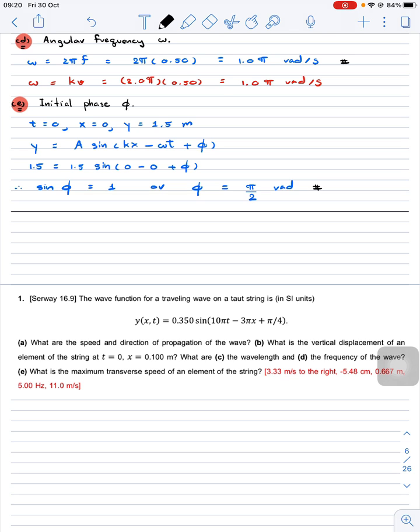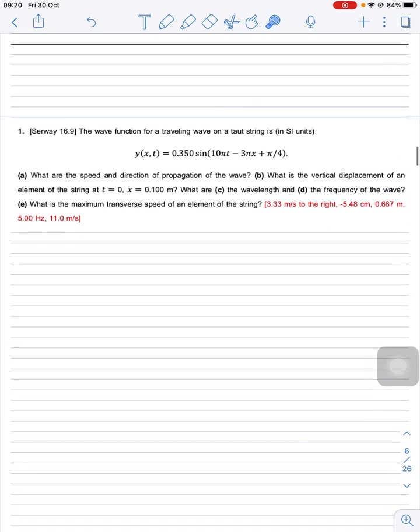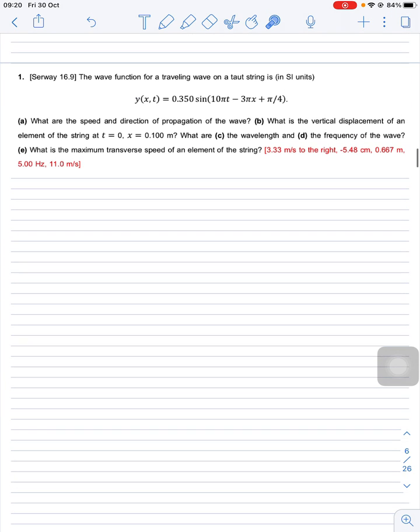Okay, now another example. Let's consider this. The wave function for a traveling wave, right, on a taut string. So taut string just means that the tension is quite high. I mean the string is not loose. So it is equal to this one. This one is in the SI unit. It means that the unit of this one must be meter, and the unit of the 10 pi is radian per second, and this must be radian per meter.